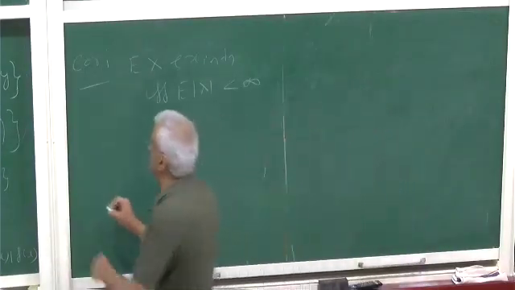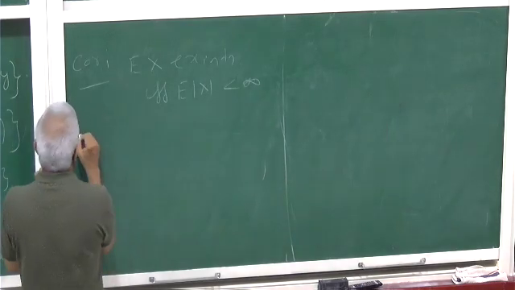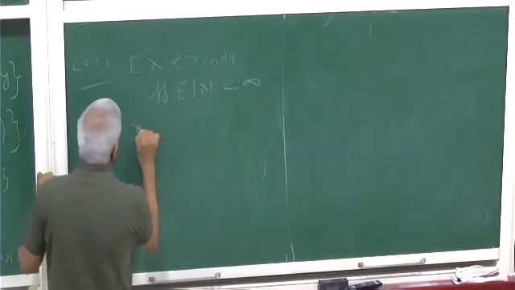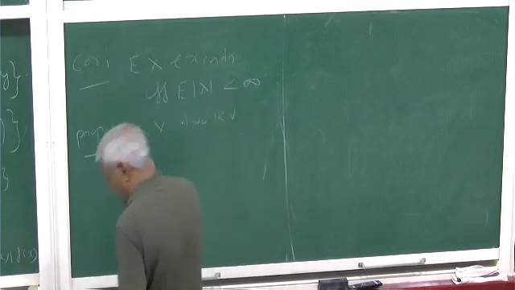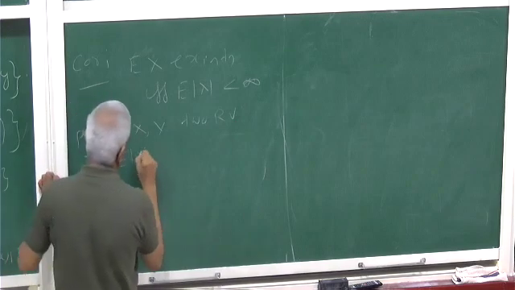Okay. So next, there are more properties, but I may not be able to prove everything. If we have X, Y, two random variables, and we have E mod X, they both have finite expectation.